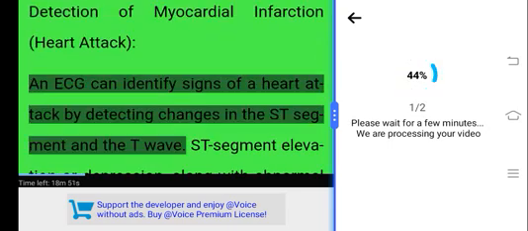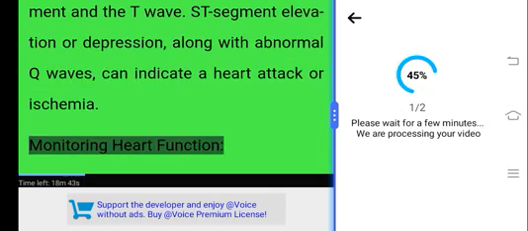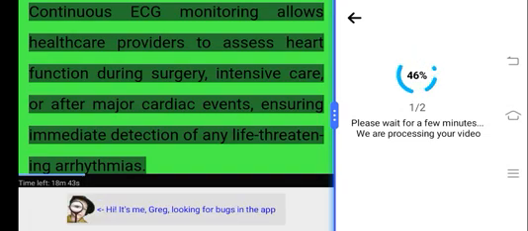Detection of myocardial infarction, heart attack. An ECG can identify signs of a heart attack by detecting changes in the ST segment and the T wave. ST segment elevation or depression, along with abnormal Q waves, can indicate a heart attack or ischemia. Monitoring heart function. Continuous ECG monitoring allows healthcare providers to assess heart function during surgery, intensive care, or after major cardiac events, ensuring immediate detection of any life-threatening arrhythmias.